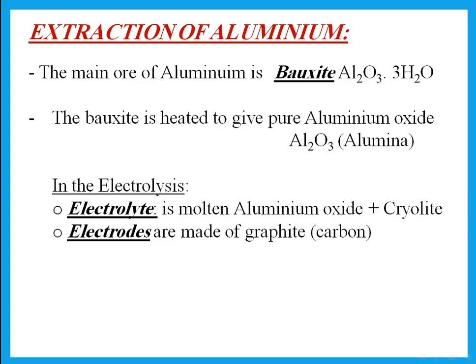The other question is, what is the ore of aluminium? The ore of aluminium is called bauxite, and bauxite, you should know, is aluminium oxide with three water, or what we call hydrated aluminium oxide. So the main ore of aluminium is bauxite.